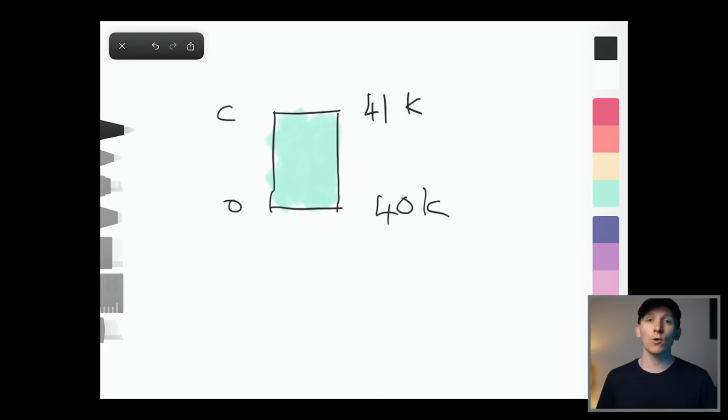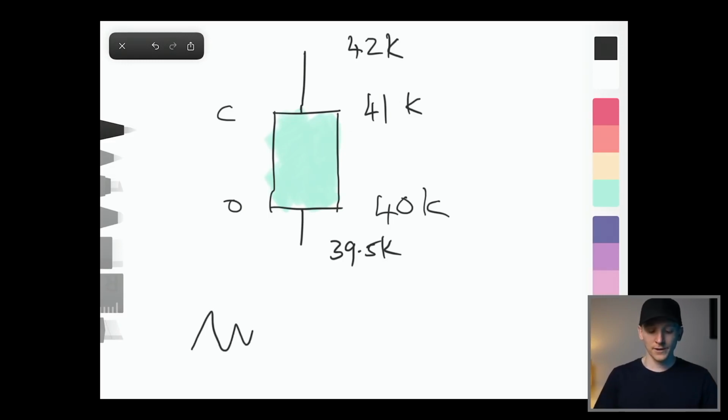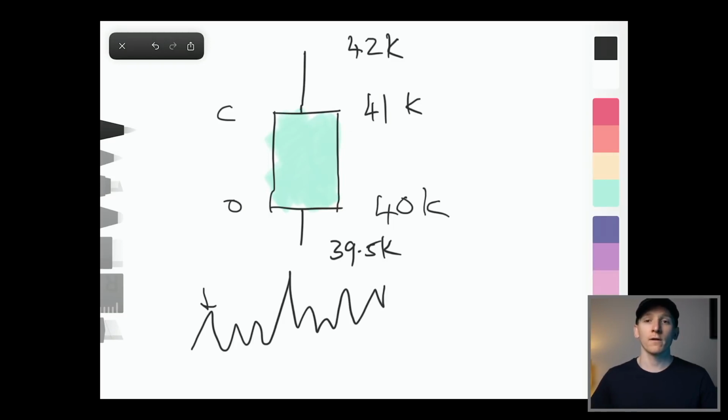You also get two more bits of information. You get what are known as wicks. Wicks tell you where the price of that asset traded within that day. So this actually went down to 39.5 and it went up to 42. That gives me 4 pieces of information versus a line chart, which gives you basically just a closing price, which is completely pointless. So use candlesticks.